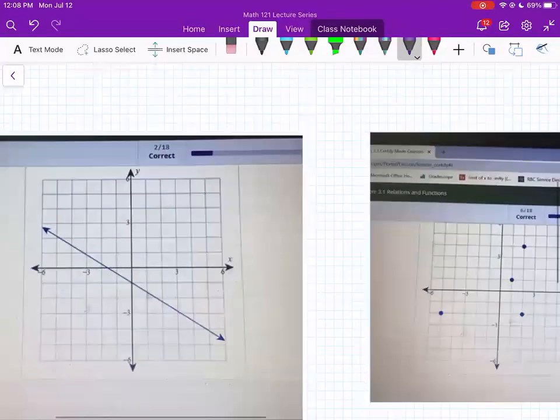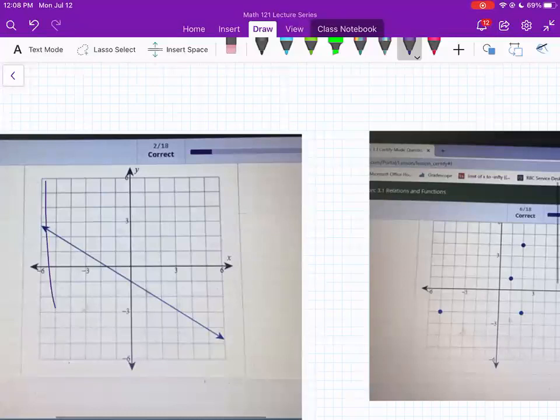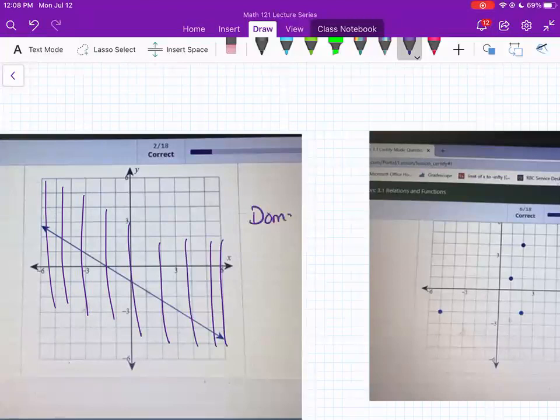In this example, notice if I draw my vertical lines to determine my domain, again, they go on forever. So my domain is going to be all reals. But this time, my horizontal lines also can go on forever. So my range will also be all reals.